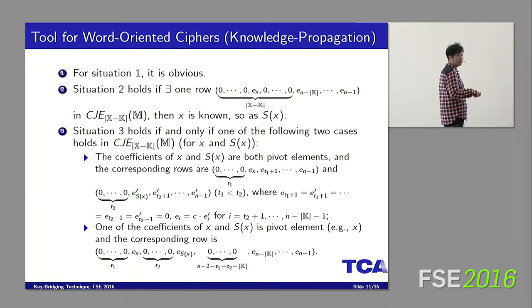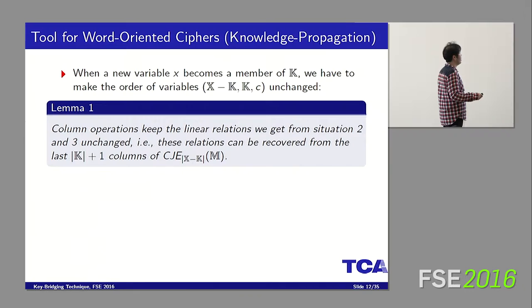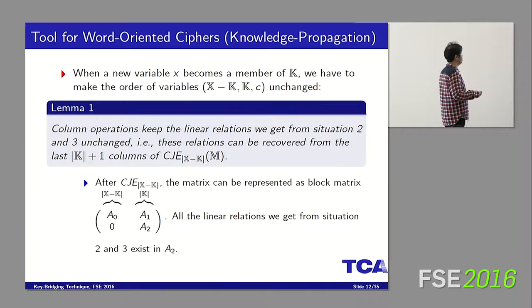When a new variable X becomes a member of K, we have to keep the order of variables unchanged. So we have the following lemma. Column operations keep the linear relations we get from situations 2 and 3 unchanged, i.e., these relations can be recovered from the last k plus 1 columns of CJEM. This lemma says that after Gauss-Jordan elimination, the matrix can be represented as a block matrix like this. All the linear relations we get from situations 2 and 3 are in A2.